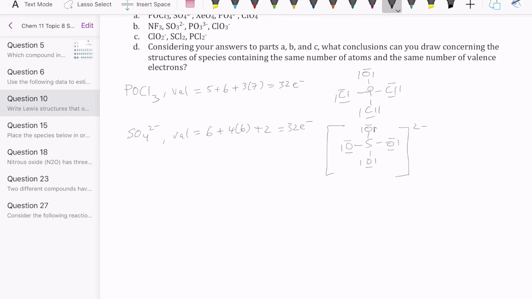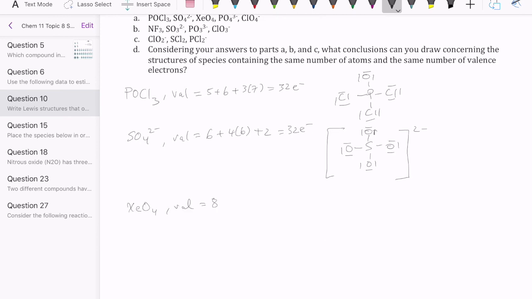Okay, let's take a look at the third one, XeO4. 8 for the Xe, 4 times 6 is 24, 32 electrons again. Hopefully that pattern becomes more and more obvious now. Xe, with 4 oxygens around it: 1, 2, 3, 4. Hopefully you also see a pattern in the drawing itself. The Lewis structures of the 3 we drew so far are very similar. In fact, that's the conclusion that we'll draw later.